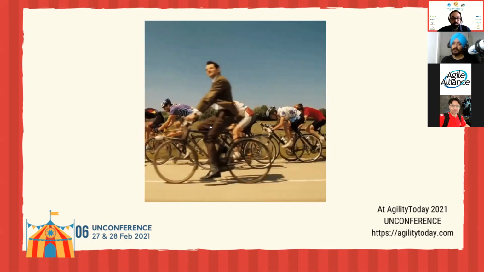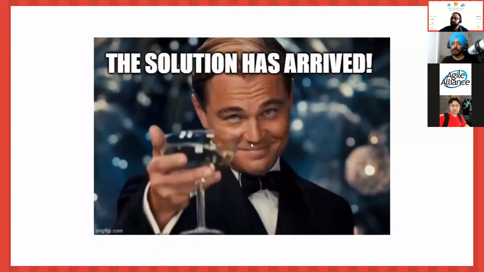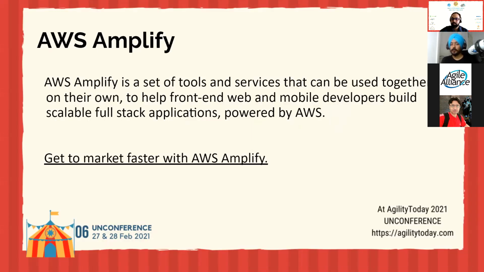Ladies and gentlemen, meet AWS Amplify, a tool built by AWS. Let's go through its definition by its creator. So AWS Amplify is a set of tools and services that can be used together or on their own to help front-end web and mobile developers build scalable full-stack applications powered by AWS. And they claim that by using AWS Amplify, you are able to go to the market faster. And that we will see in the next slide soon.